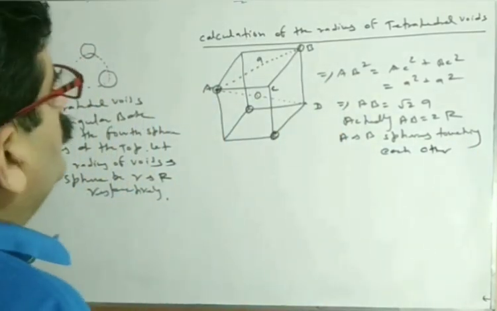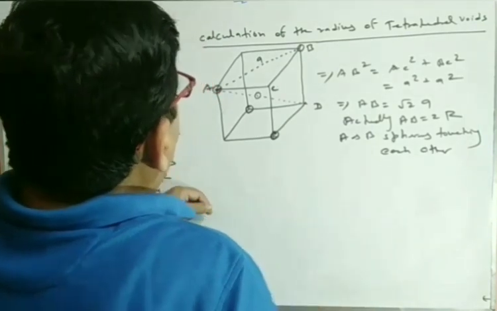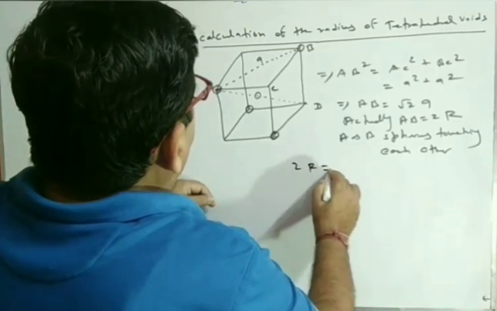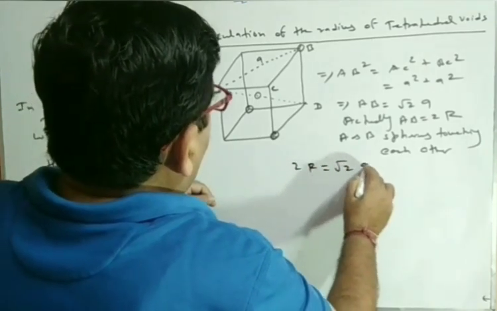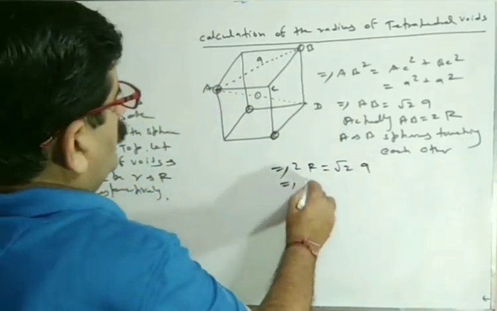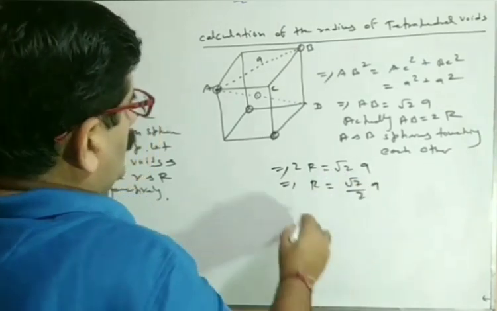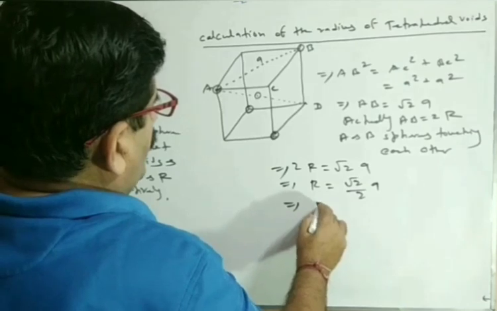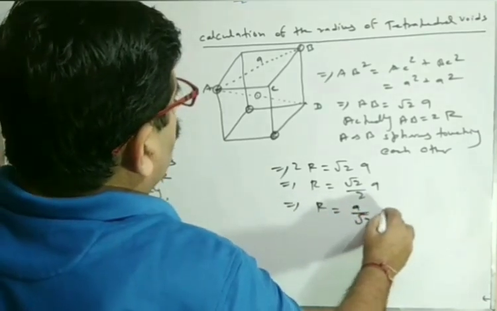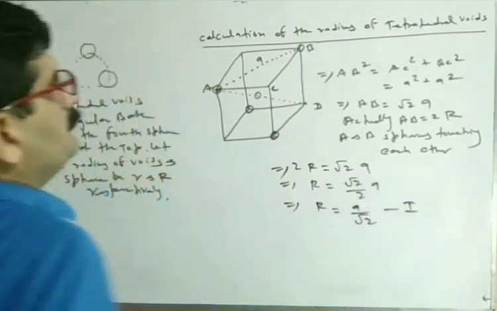So we can write 2r is equal to root 2a, so r is equal to root 2a by 2, that is, r is equal to a by root 2. This is our equation 1.